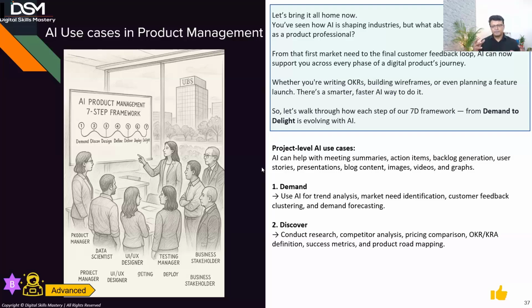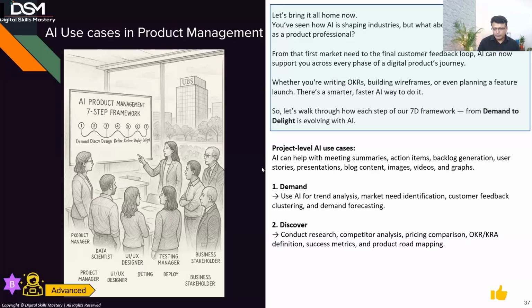In the discover phase, when you are assessing the product idea, you can conduct research, do your competitor analysis and pricing comparisons, write your OKRs and KRAs and your success metrics for the product and service, and do the product roadmapping. For all of this, you can take the help of AI tools: input your information, get the output in the desired format, verify it, and then it is ready to use. Now you don't need weeks to get all of this done. You can get it done very quickly, in days.